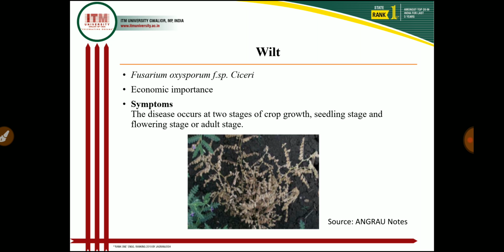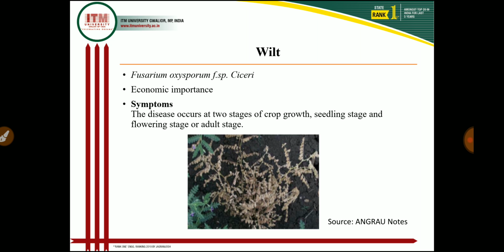In symptoms, the disease occurs at two stages of crop growth: first the seedling stage, and second the flowering or adult stage. The field symptoms of wilt are death of seedlings or adult plants in patches. Because seedlings and adult plants die from the wilt disease, the plant population of gram decreases in the field, and we clearly see patches in the field because of the wilt disease.